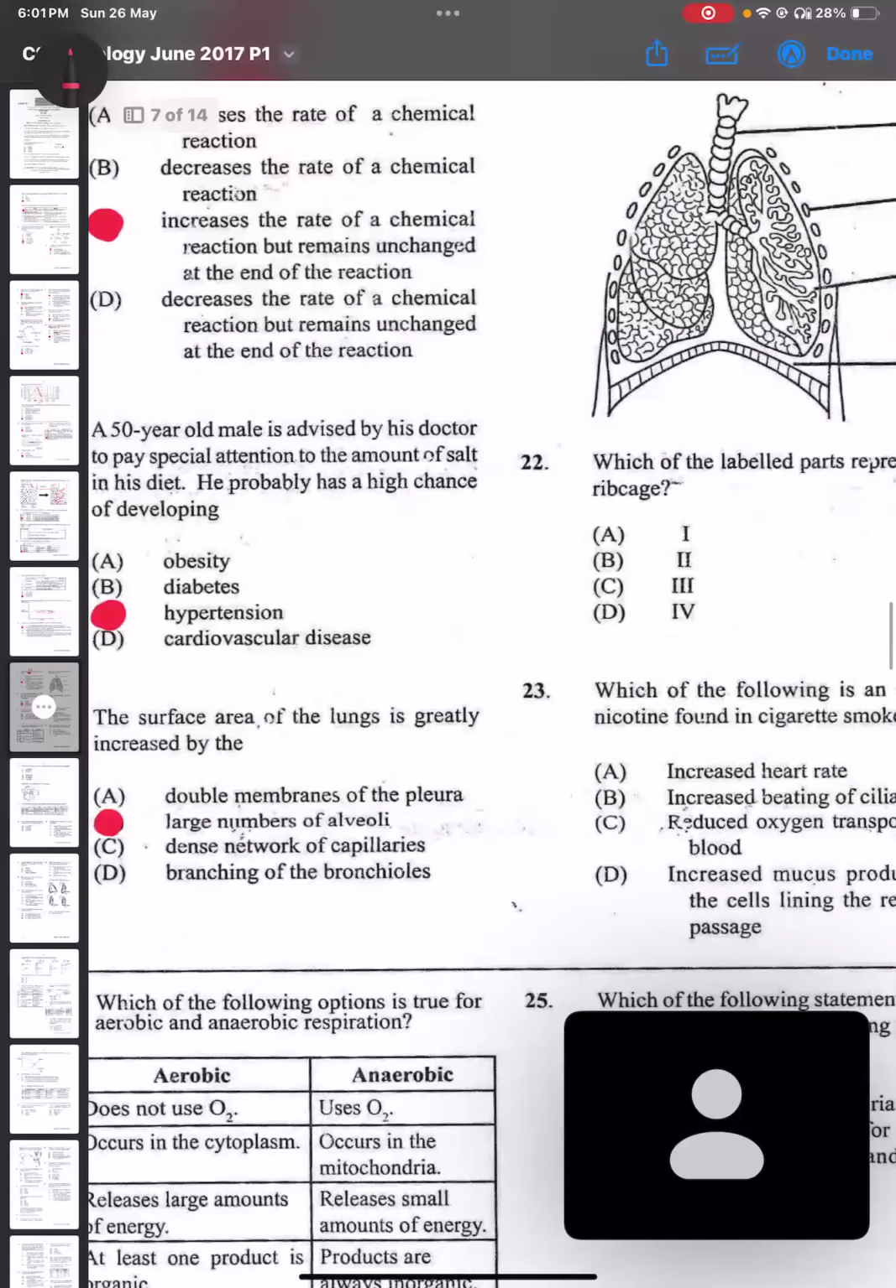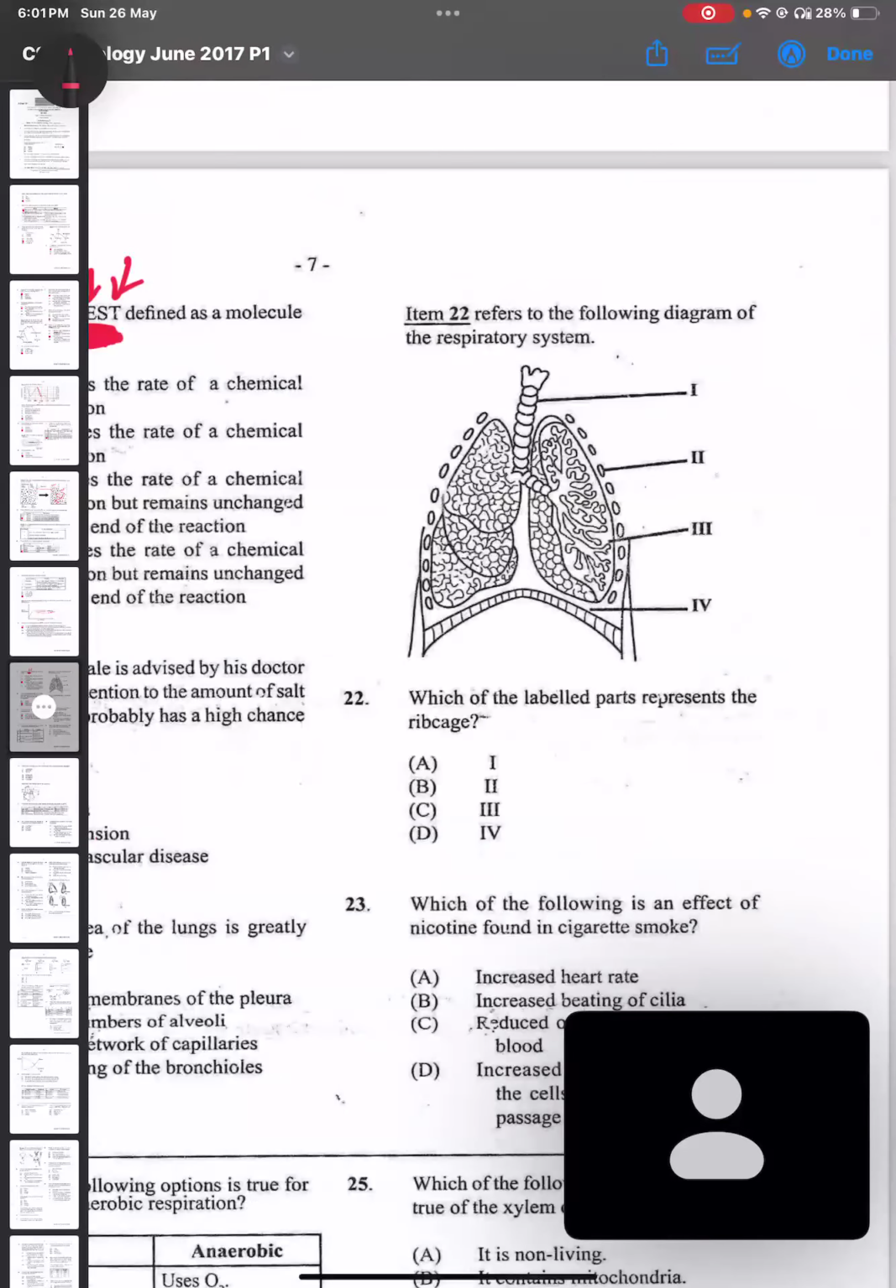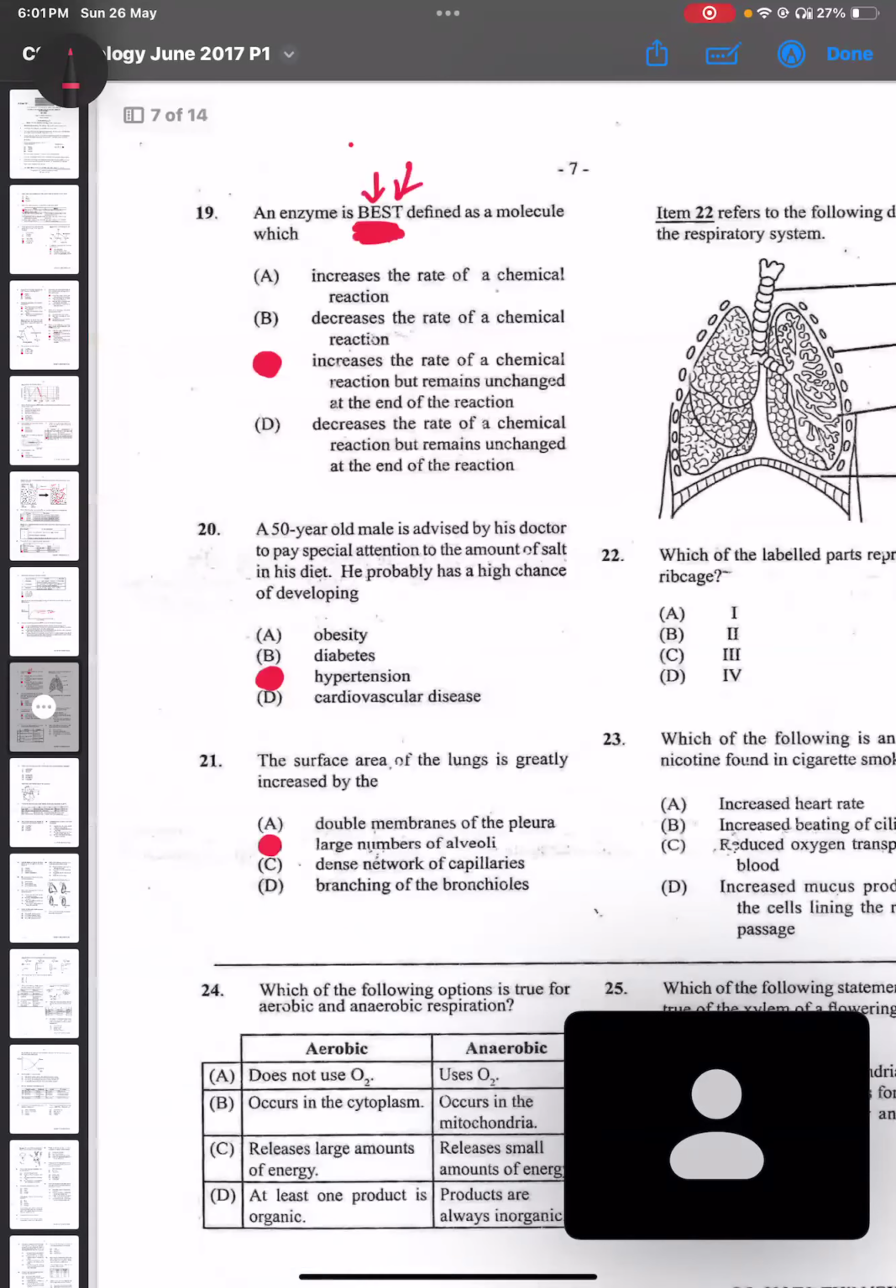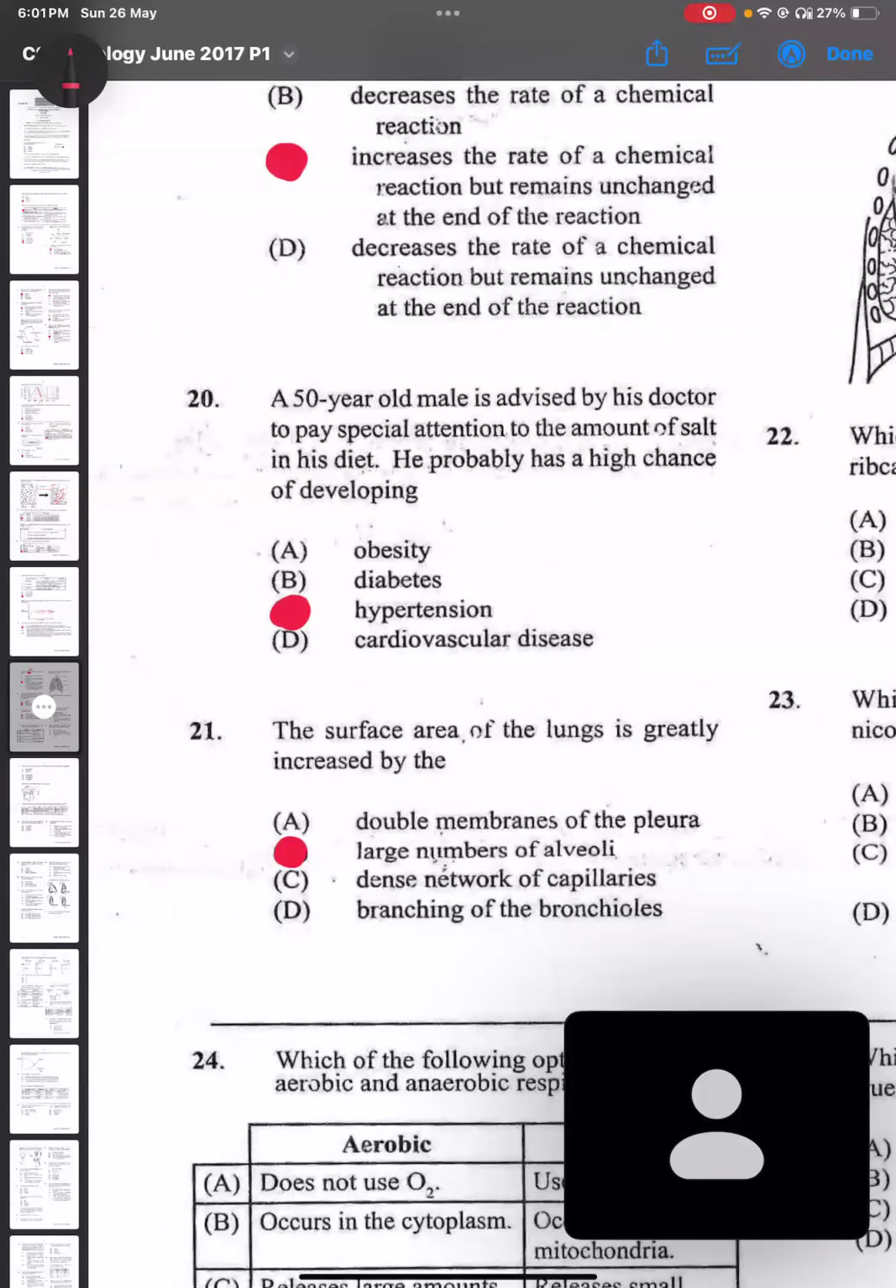We know question 22. What's our answer for 22? Miss, I think we skipped 21. No, this was question 21. So this now is 22.